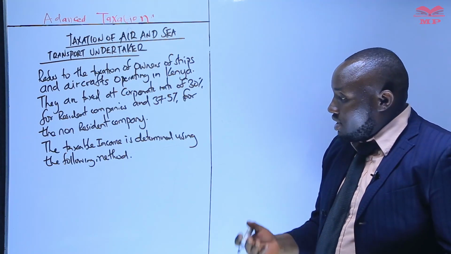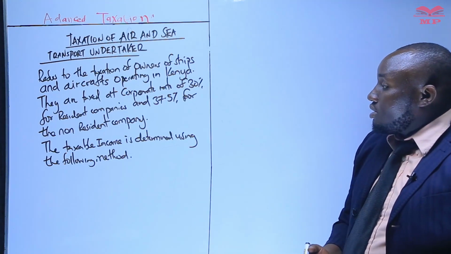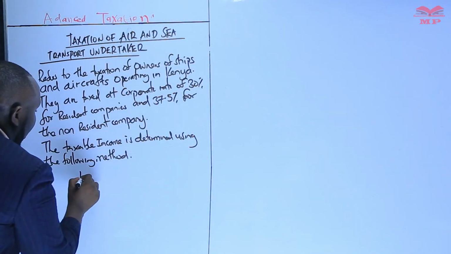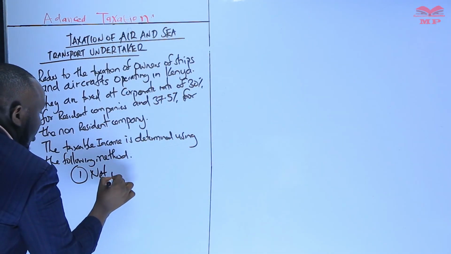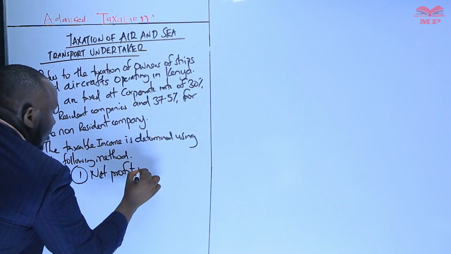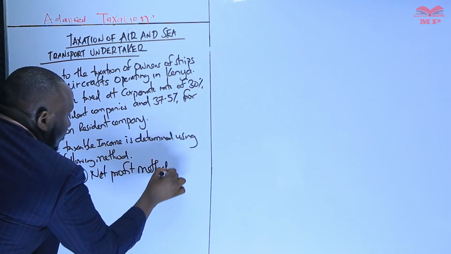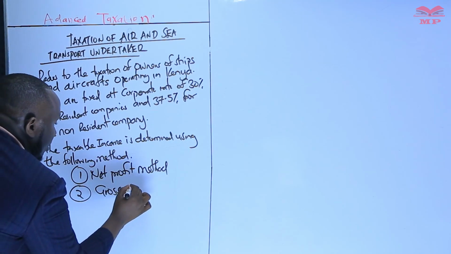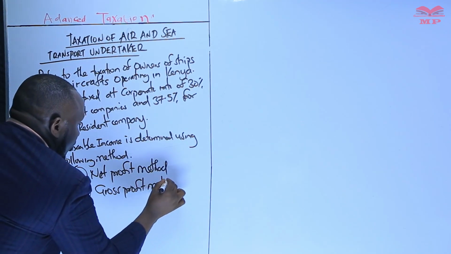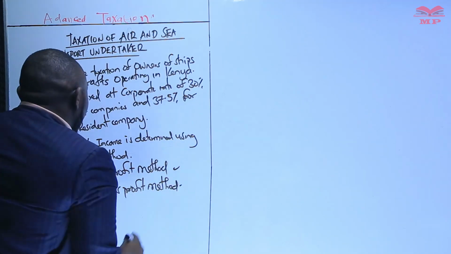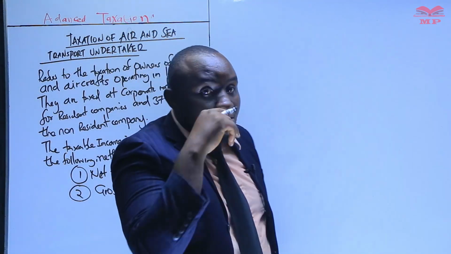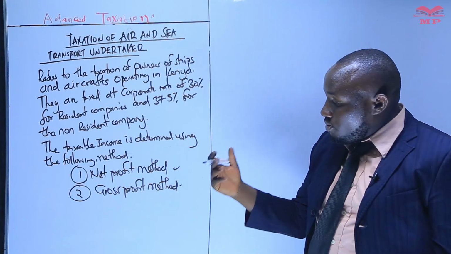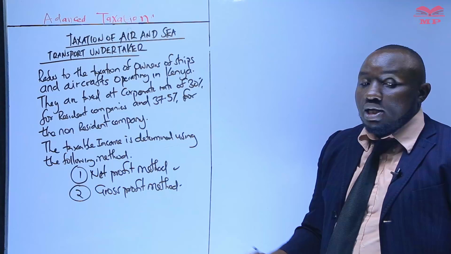In determining the taxable income, we basically use two methods. Number one, we call it the net profit method, and then two, the gross profit method. For the net profit method, we apply it when we've been given the accounting profit, and so we adjust the accounting profit in order to get the taxable profit.